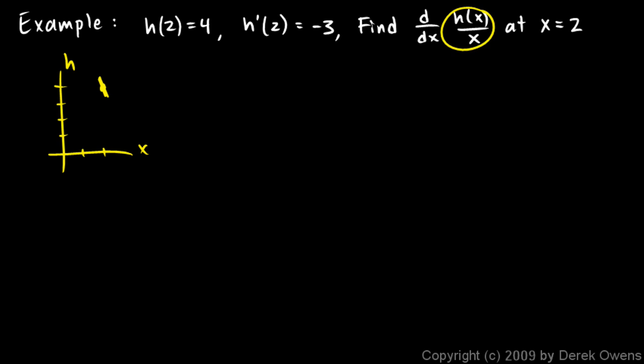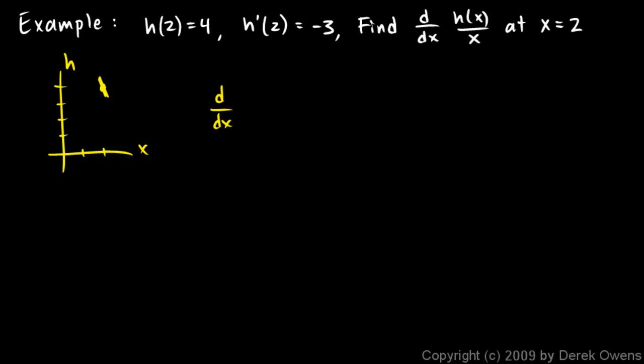Now h of x over x, that's a quotient, one function over another. So I'll use the quotient rule. Both of these are functions. h of x is a function and x is a function. x is a very simple function, but both of them are functions. So I use the quotient rule. And I think of the quotient rule as low d high minus high d low over low low. So low is x. Well, let me write this out.